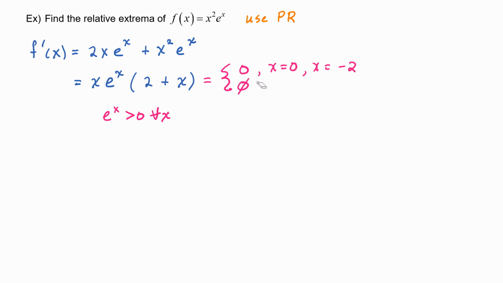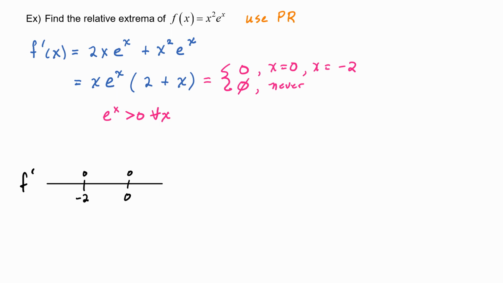As far as does not exist, x exists everywhere, e to the x exists everywhere, and 2 plus x exists everywhere, so this is a never. Let's make our sign graph. We know that f prime is equal to 0 at -2, and it's equal to 0 at 0.